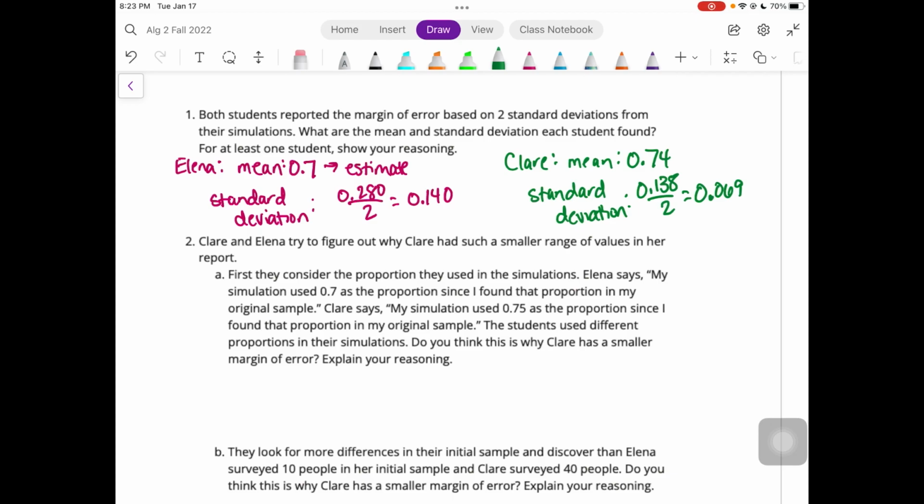Well, it's not why she would have a smaller margin of error. It does mean that they would have different mean values, right? But not margin of error. So no, the different proportions should result in different means, but not affect the margin of error.